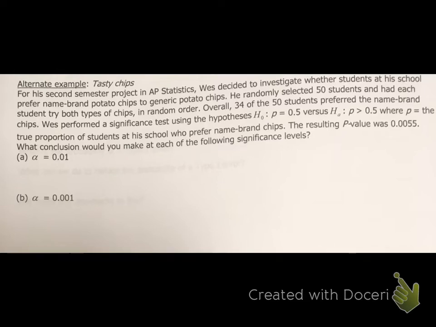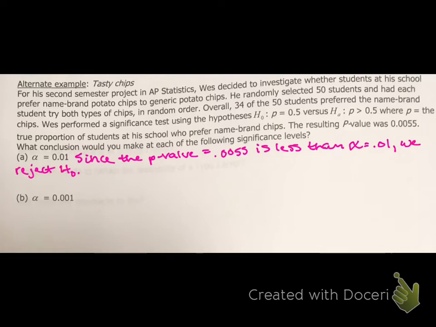Okay, well here we go. At 0.01, my p-value is less than my alpha. That's what I say: since the p-value of 0.0055 is less than alpha equals 0.01, there's my explicit comparison of the p-value to the stated significance level. We reject H sub O. There's my decision regarding H sub O. Then here's my evidence.